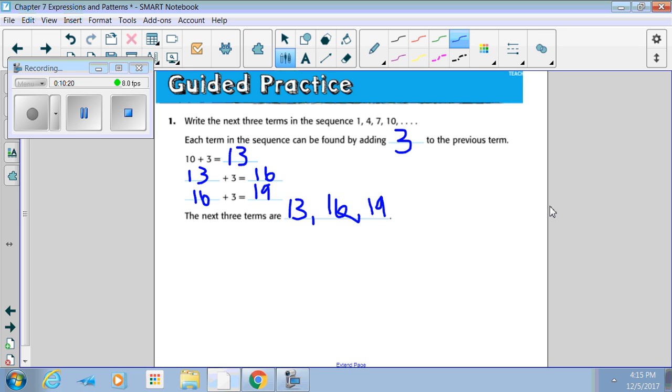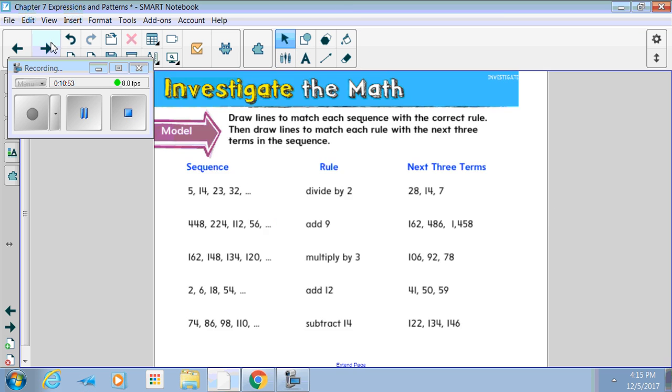Some of them are going to get harder in your independent practice. Okay, so remember that you can use all 4 operations to find your pattern. I'm actually looking at your independent practice, and all of them just have one step in the pattern. So just make sure that if it works from the first term to the second term, it still applies from the second term to the third term and from the third term to the fourth term. All right, let's go ahead and move along.